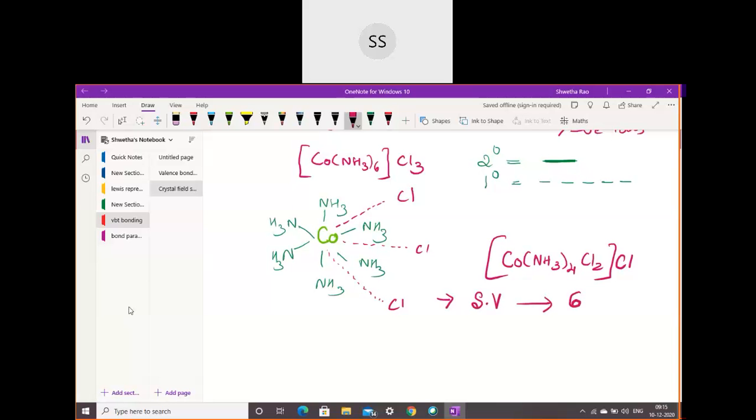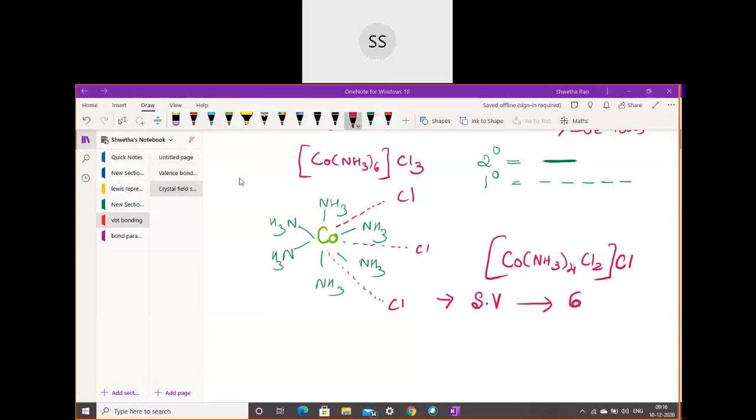See, what did I tell you? Secondary valencies are the ones which are directly attached to the metal. So, cobalt is attached with 4 ammonia ligands and 2 chloride ligands. So, secondary valency in this case will be 6. That is correct. Okay. How will the primary valency be?